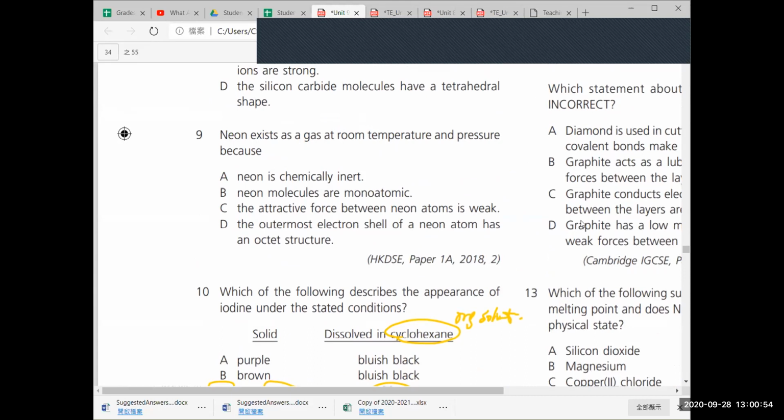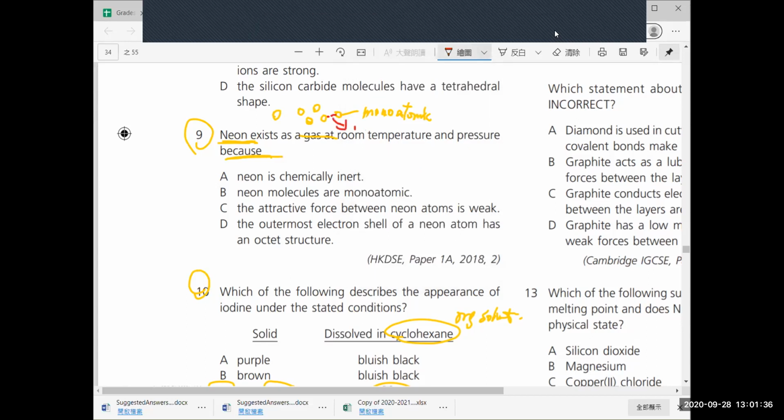Question 9. Neon exists as a gas at room temperature and pressure because... Do you know how to answer this? Now, even though it is neon, it is a monoatomic molecule, okay? Monoatomic. We still have some attraction force. So what is that attraction force? It is still an intermolecular force, which we call van der Waals force. Van der Waals force is a weak force, so you may need to take a look at the answer.